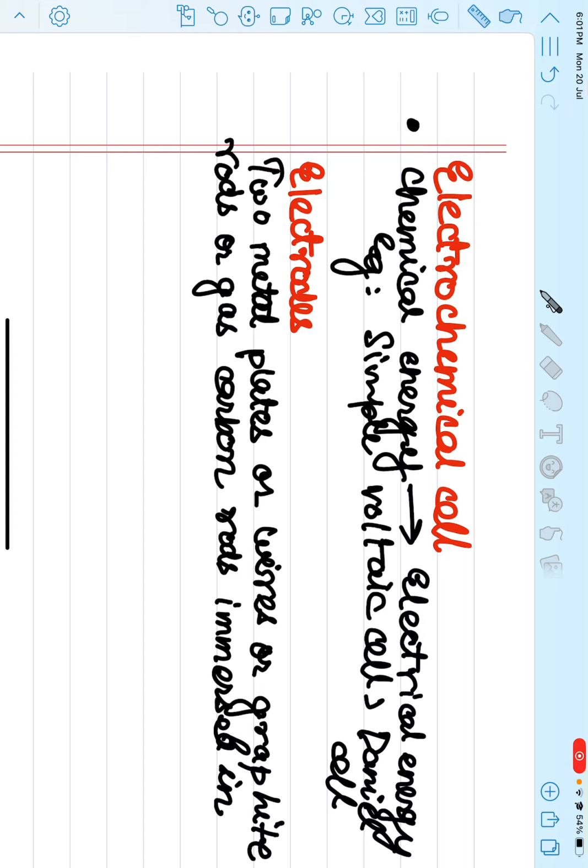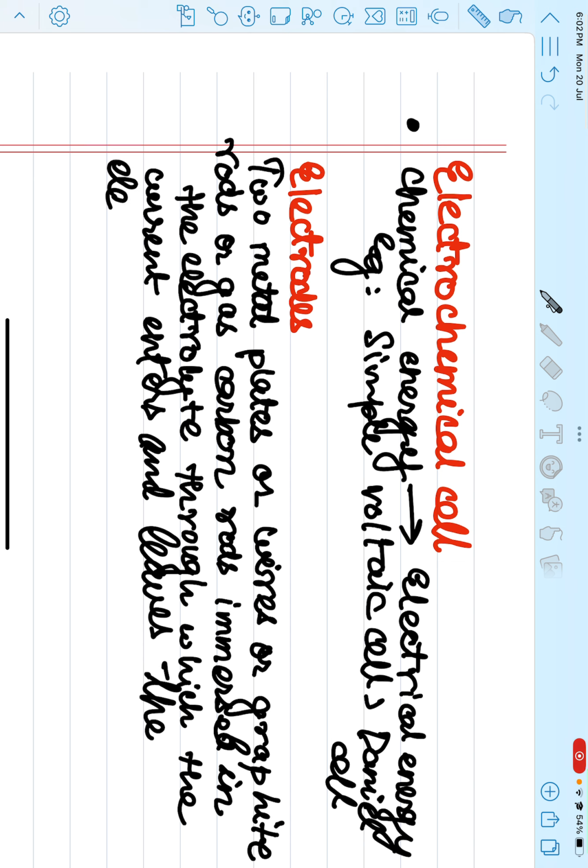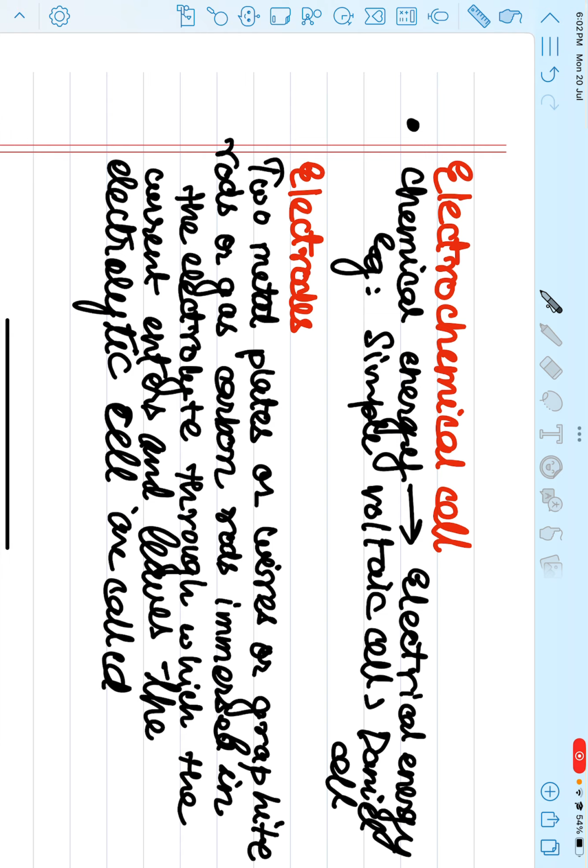in the electrolyte, through which the current enters and leaves the electrolytic cell, are called electrodes. What did I just say?